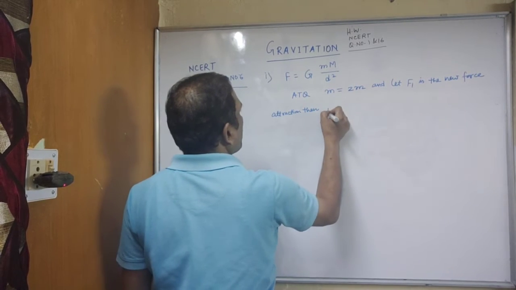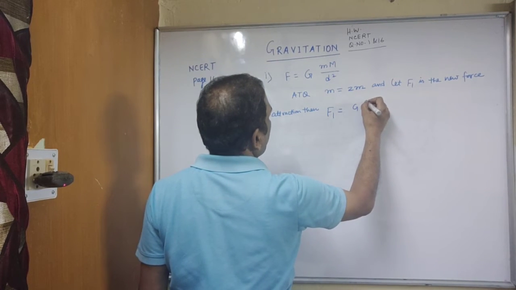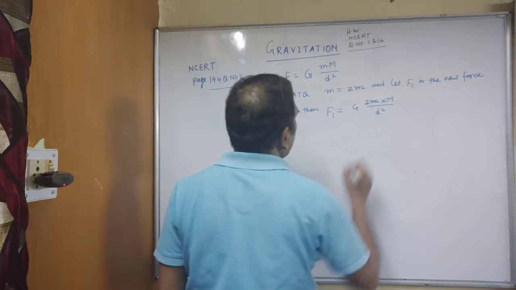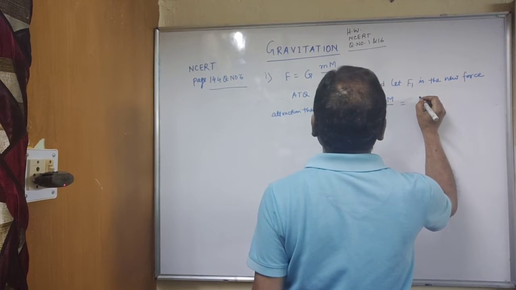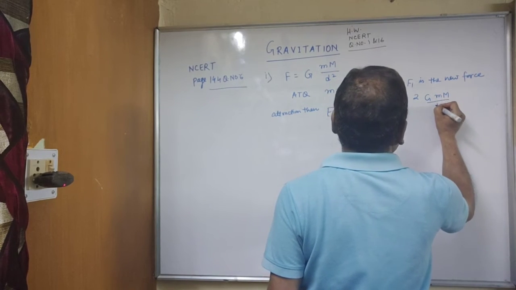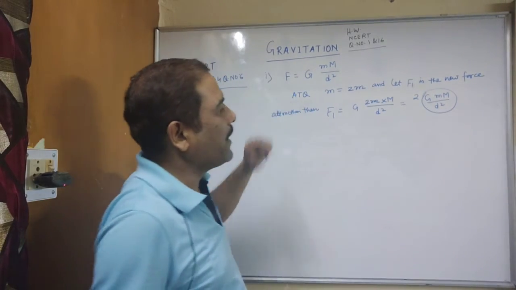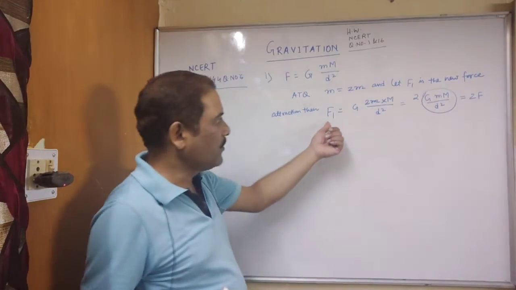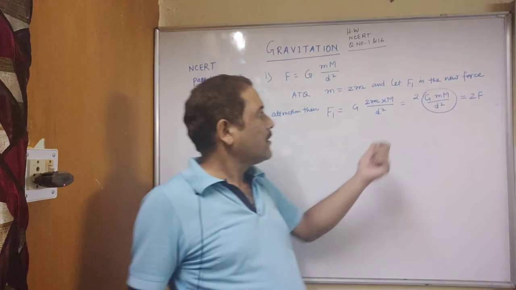Then we can write F1 is equal to G. In place of m you will write 2m into M by d square. So if you simplify it, you will simply get 2GMm by d square. Now this GMm by d square is equal to F. So we can write 2F. So new force will be 2 times the previous one, isn't it?